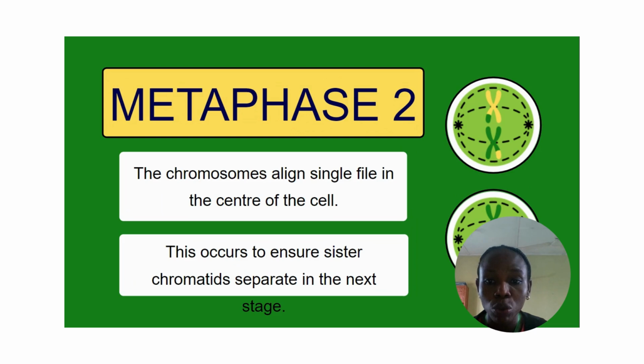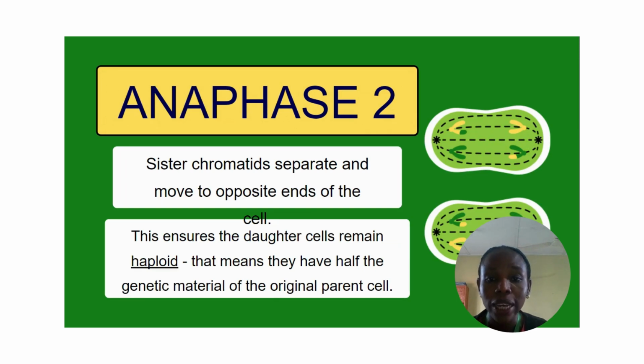Now, during the metaphase phase two, the chromosomes align in single file in the center of the cell. And this occurs so that the sister chromatids separate in the next stage. In the next stage, which is the anaphase phase two, you can see it on your screen. Here, the sister chromatids separate and are moved to the opposite ends of the cells. The reason they are moved to the opposite ends of the cell is to ensure that the daughter cells remain haploid. That means they have half of the genetic material from the original parent cell, half from the spermatozoa and half from the ovum.